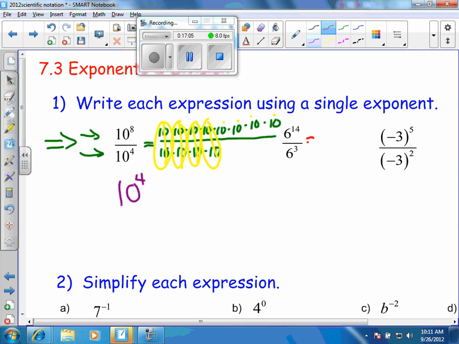You want to just do 6 to the 14, take away 3, 6 to the 11, and move on. Wait, is that the answer? That's the final answer because of the directions. You're going to write each expression using a single exponent. So my single exponent is 11. Here I had 2 exponents. And this one, my base is -3. So I can keep it in parentheses. But the exponent is going to be 3. So that's one correct final answer.